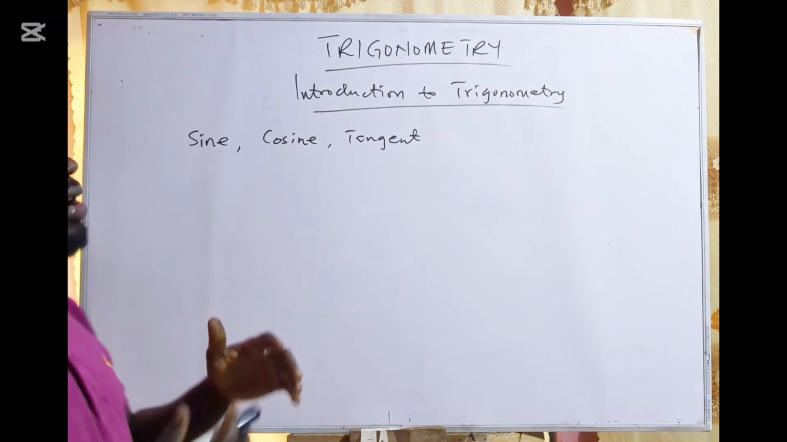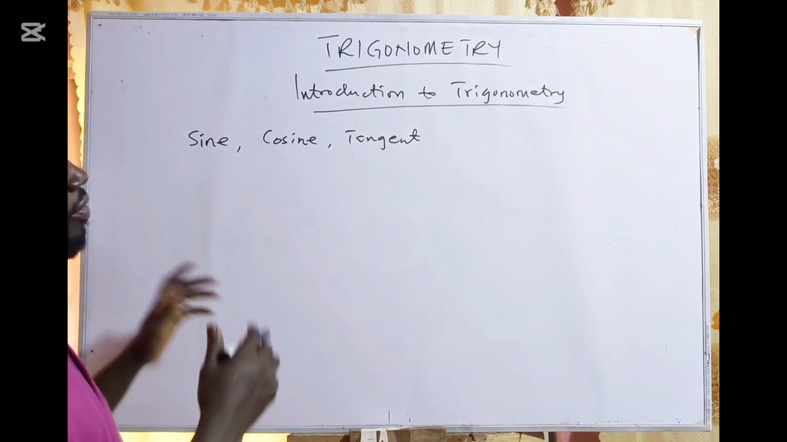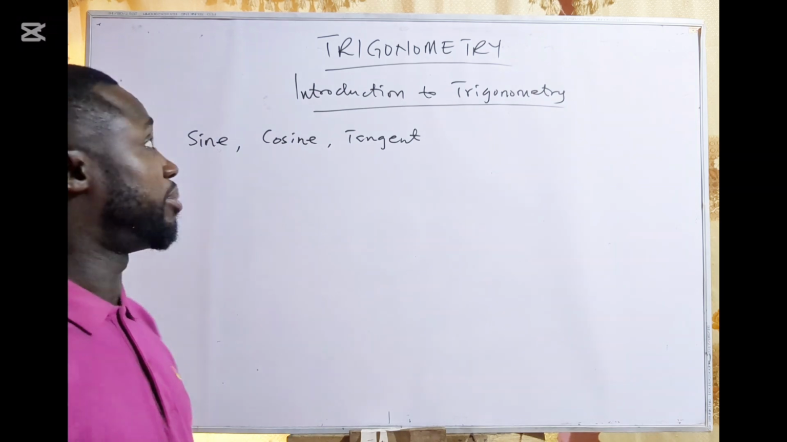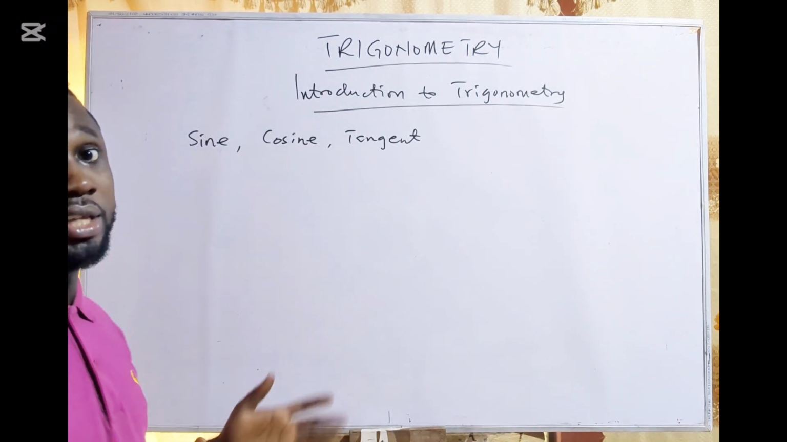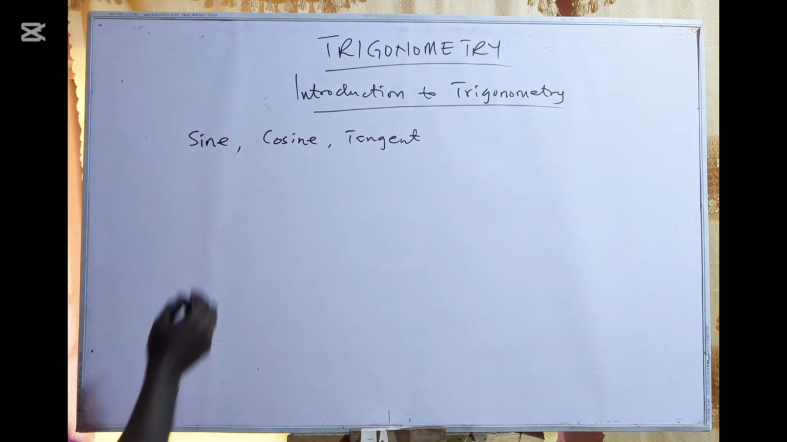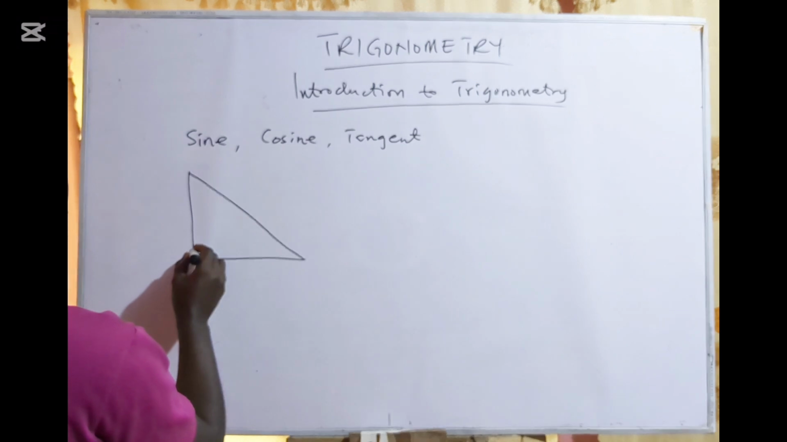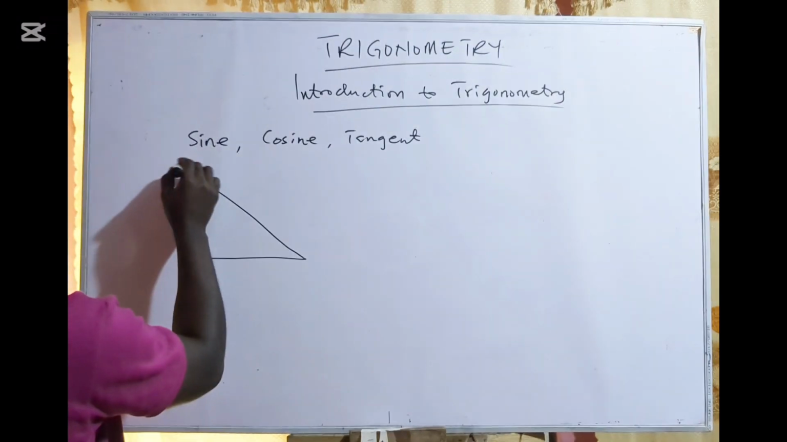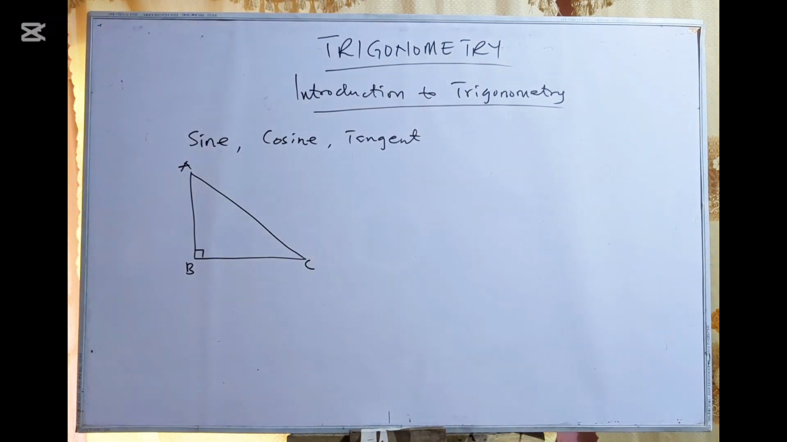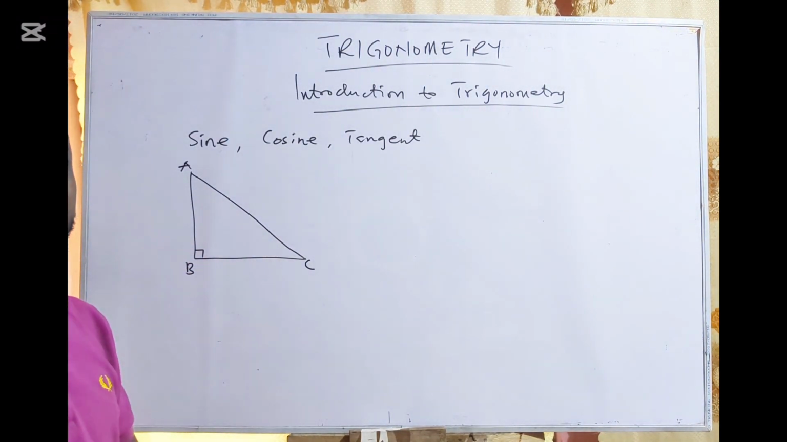When you are given a triangle and it's a right angle triangle, then there is something we can apply. If it is not a right angle triangle, we also have something we can apply to solve for the sides and the angles. So let's consider a right angle triangle. What is a right angle triangle? A right angle triangle is a type of triangle where one of the interior angles is 90 degrees.